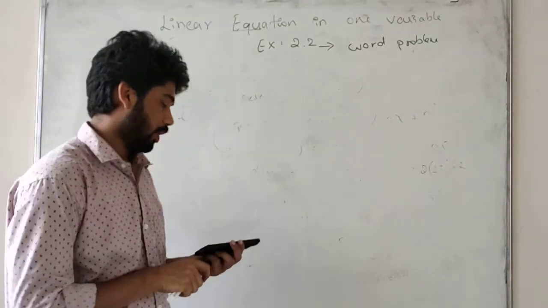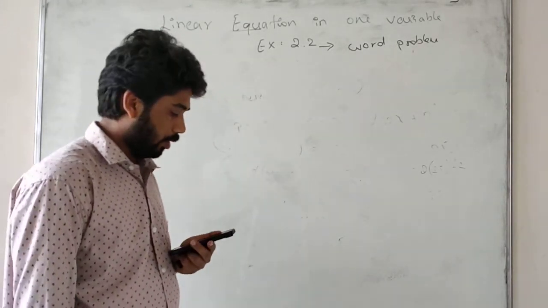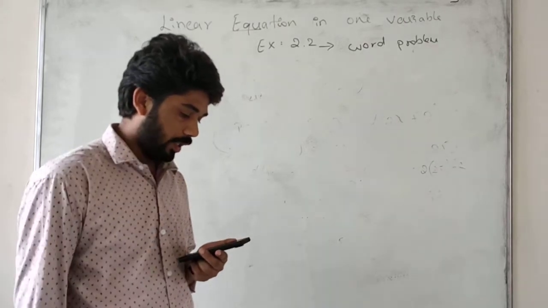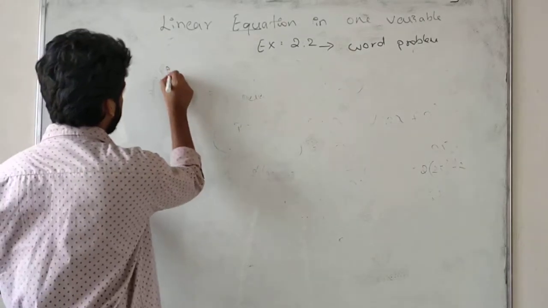So next problem. The base of an isosceles triangle is 4/3. The perimeter of the triangle is 4 2/15 centimeters. What is the length of either of the remaining equal sides? So first we have to know the isosceles triangle.